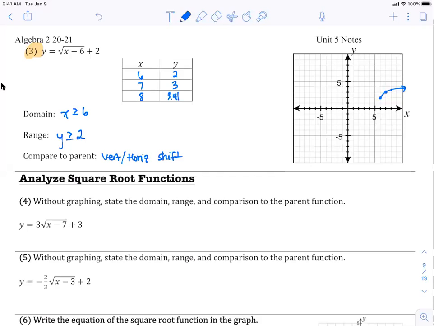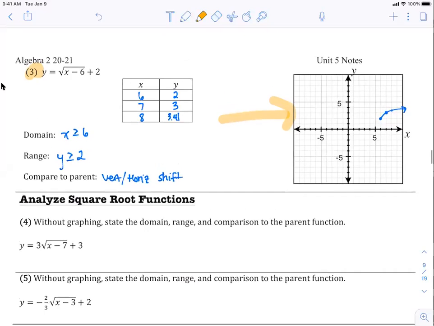All right, answers are up. For this particular one, your graph obviously should have looked something like this, where you had your table 6, 2, 7, 3, and 8, 3.41. Graphing wise, I am going to look for you guys to graph those 3 specific points. Now, for your domain and your range, that one is always based off of the front one, or the first point that you're able to graph.